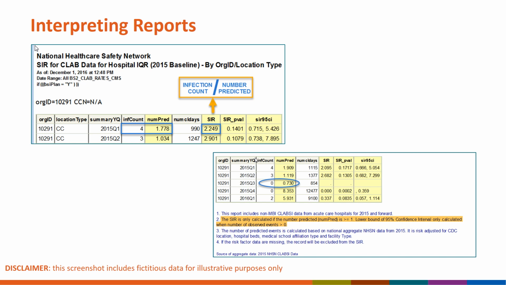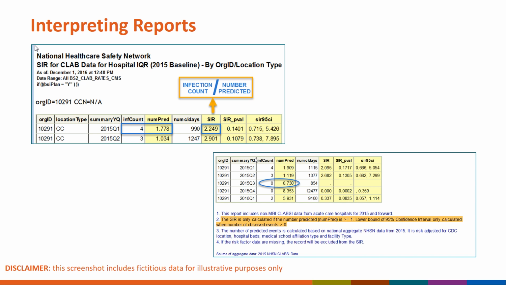In the first table, we can see that the SIR value for the CC location type in the first quarter of 2015 is 2.249, which indicates that the facility has more observed infections than predicted. We can cross-check this by dividing the number of observed infections in the first quarter of 2015, which is 4 for this facility, by the number of predicted infections, which is 1.778, and we derive the same SIR value of 2.249.